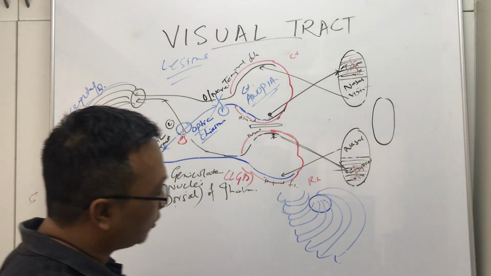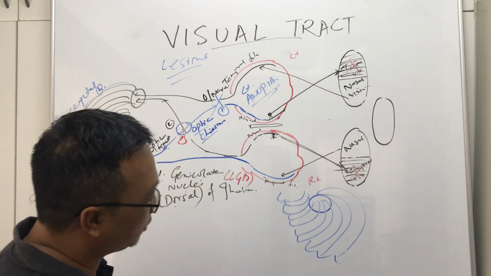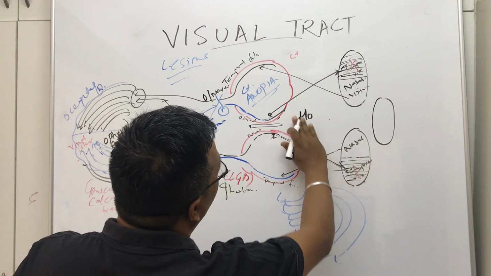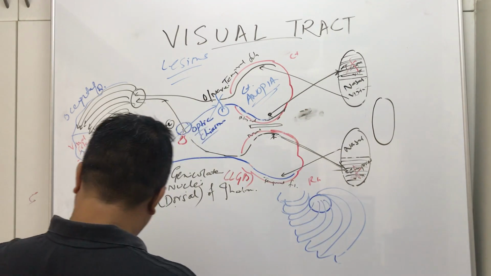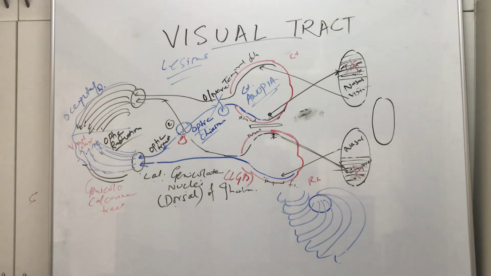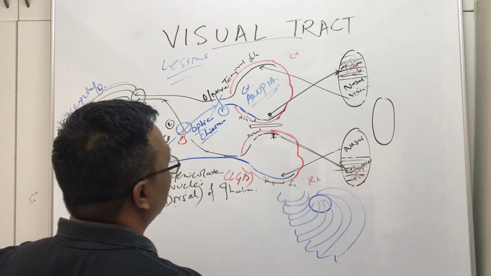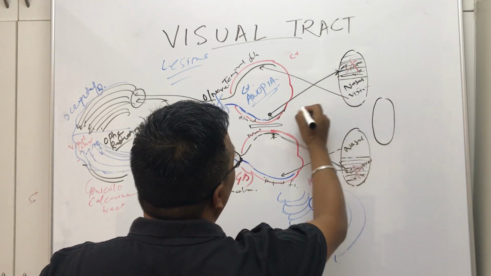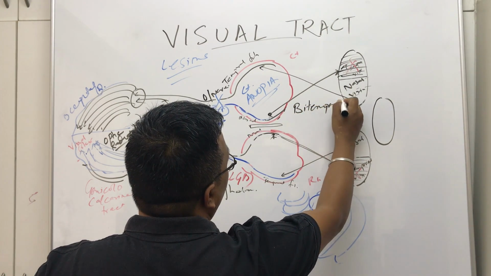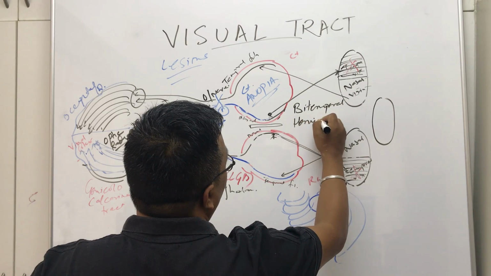So what will we call this defect? This is number two defect. It is called homonymous. Oh, sorry, bitemporal. This is called bitemporal because both the temporal visions are lost. So number two is bitemporal hemianopia.